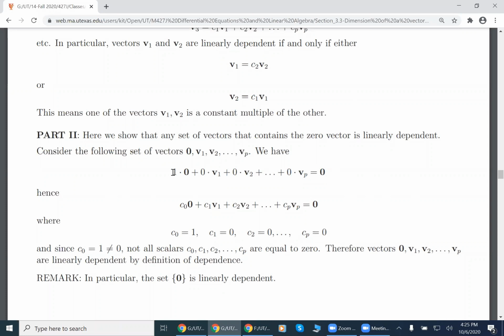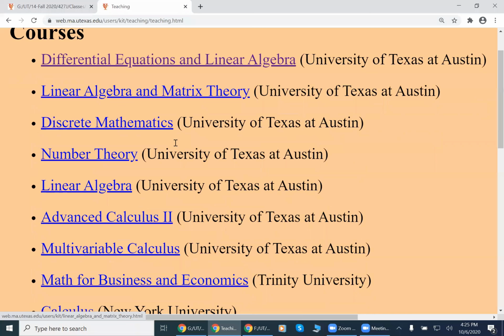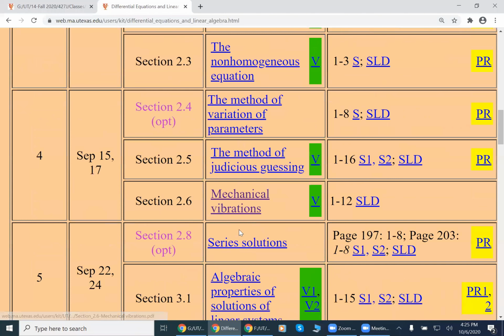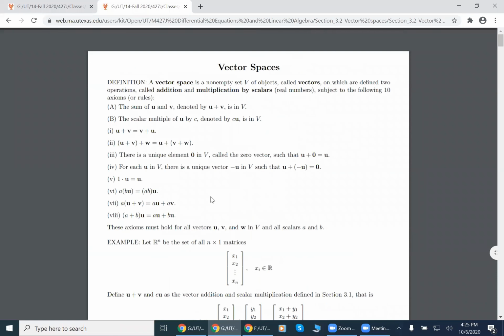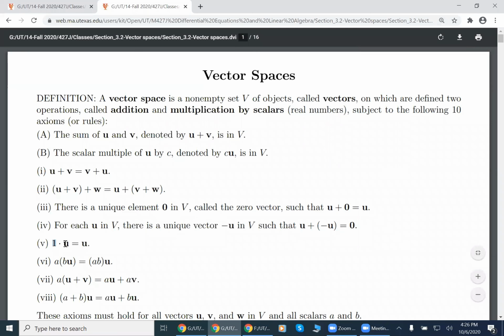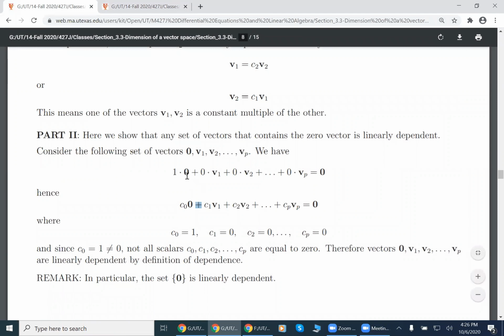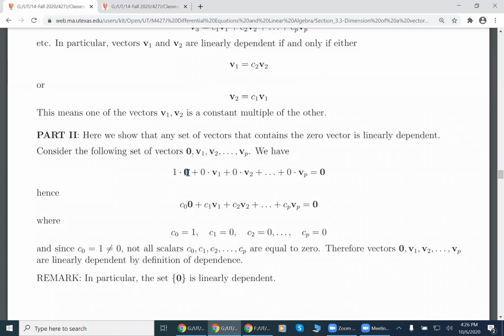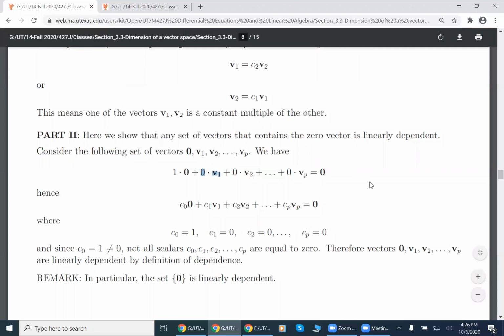Here is 1. 1 times 0 is equal to 0 by axiom 5. Let us take a look at axiom 5. It's over here. Here is axiom 5. It says that 1 times u is u. So in our case, u is 0. 1 times 0 is indeed 0. Also, we don't prove it in this course, but one can easily show that when we multiply any vector by the number 0, the result is the 0 vector. So this is 0, this is 0, and so on. This is 0, and therefore the total sum is indeed 0.